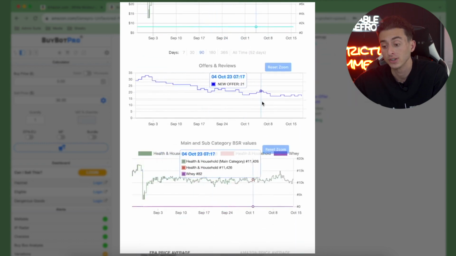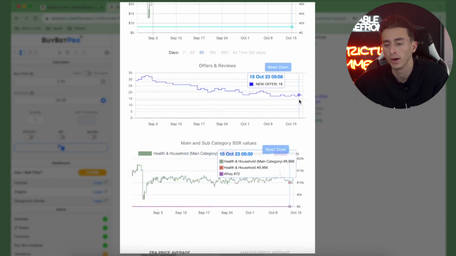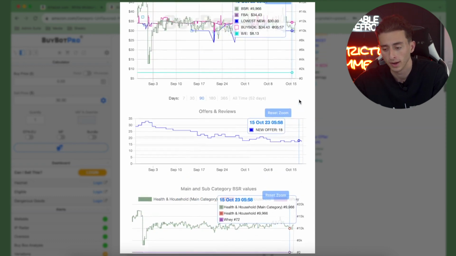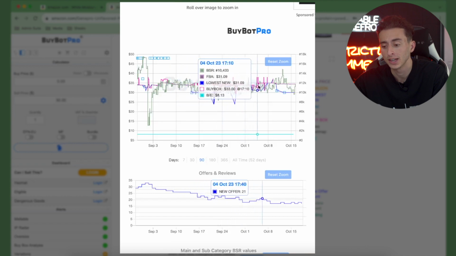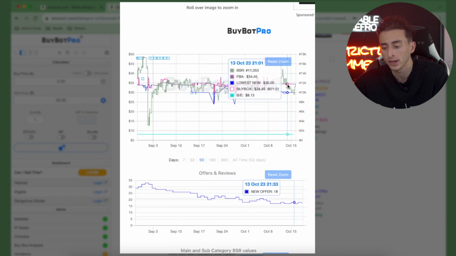And the offer count's actually not that high on this listing, which is good, but if you guys know the brand, you know what I'm talking about. But look, what we can see here now is that this is a third-party buy box listing, and the buy box is actually staying at a stable price point.